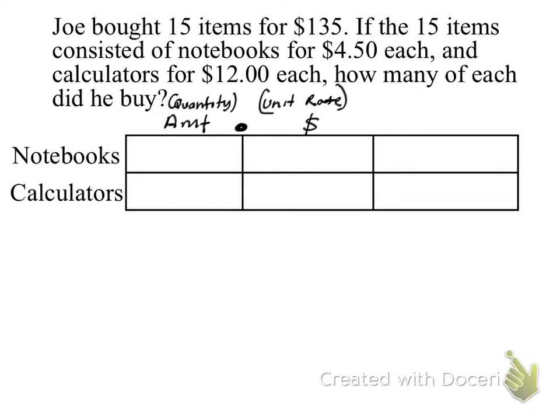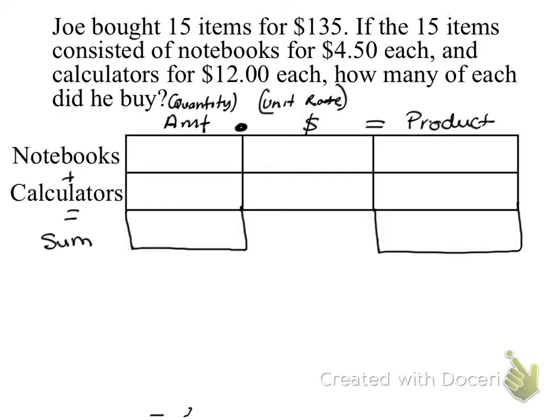This is units. It's not inches. It's not meters. It's money. So when we move across, I'm going to take the amount times the money, and we are going to get equals a product. When we go up and down, we're going to add them together, and we will get a sum. So I want you to make another box here, and one more box here. Okay? Are you guys with me? Should I pause it? Okay, do we know how many notebooks there are?